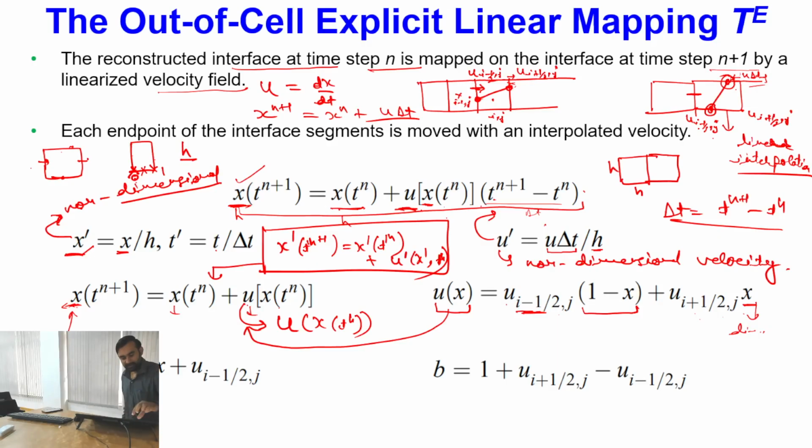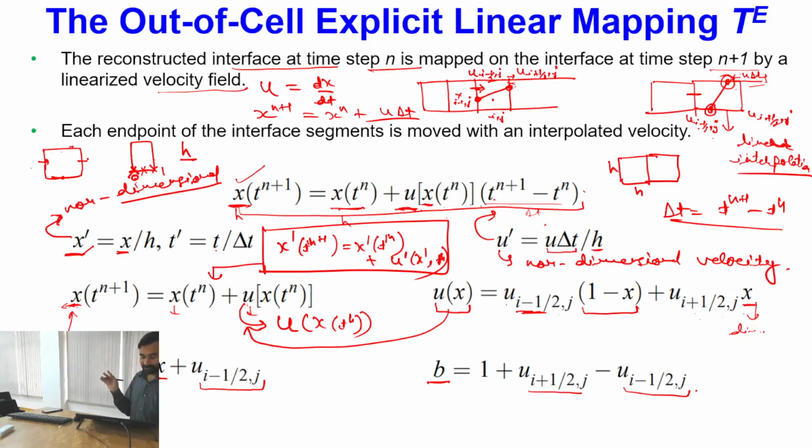One simple point: through this equation we are only advecting in which direction? Please tell me. Only in the x direction. So the position in the y direction will remain the same. But the position in the x direction will be equal to b times x plus u at i minus 1/2 comma j, where b is equal to 1 plus u at i plus 1/2 comma j minus u at i minus 1/2 comma j. Are all clear with this point?